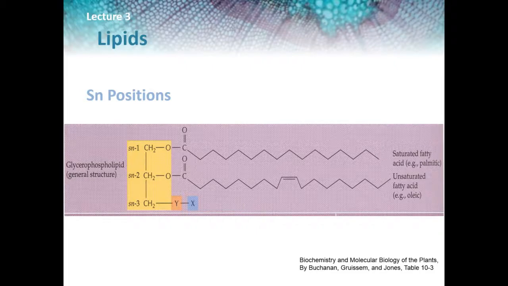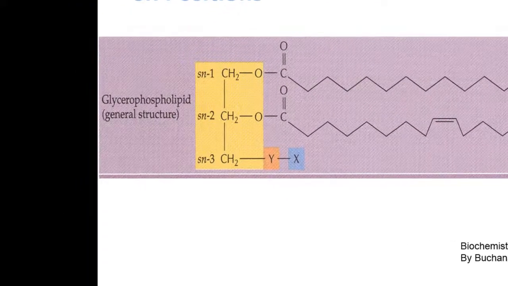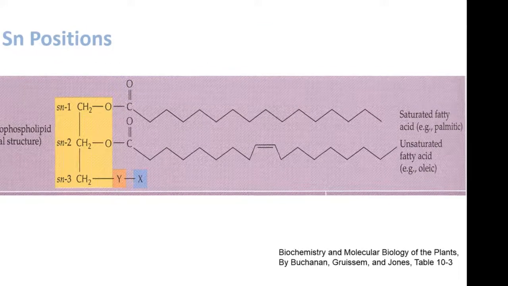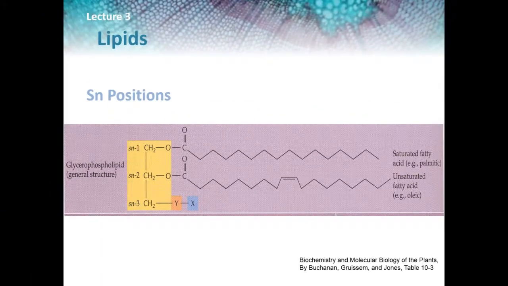Carbon positions on glycerolipids are denoted by stereospecific numbering or SN position. Here we see the SN1 carbon or end carbon with a saturated fatty acid and the SN2 carbon or the central carbon with an unsaturated fatty acid. SN3 is the end carbon, often attached to various groups designated by Y and X in the diagram.